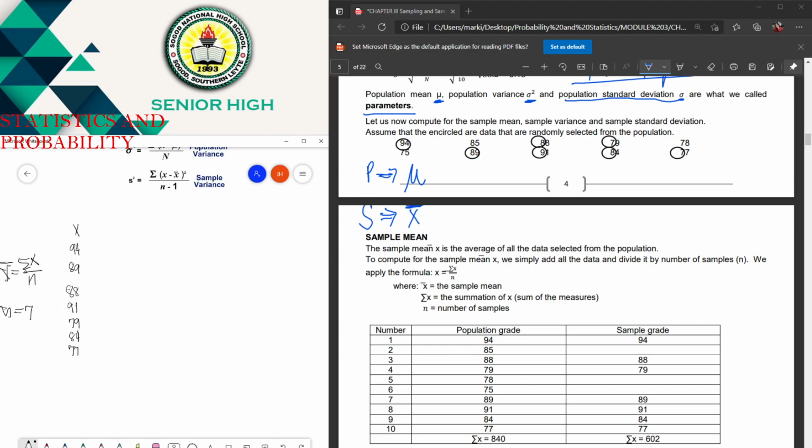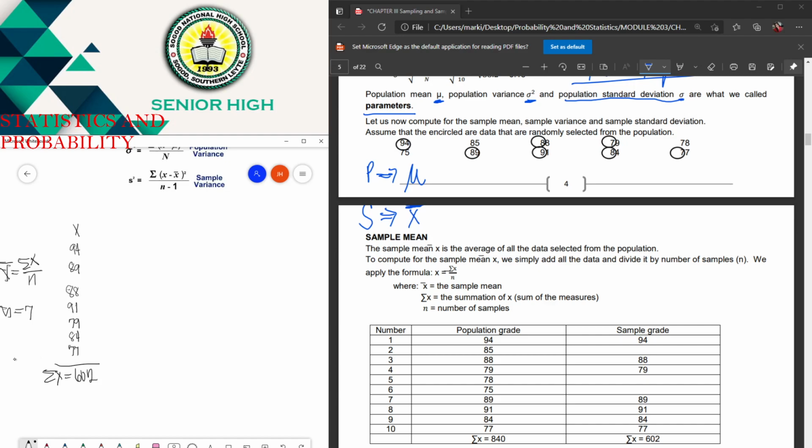So, yung problema natin is the summation of x. I-add mo lang to. So, 94 plus 89 plus 88 plus 91, 79, 84, 77. That is 602. So, this is the summation of x, that is 602.